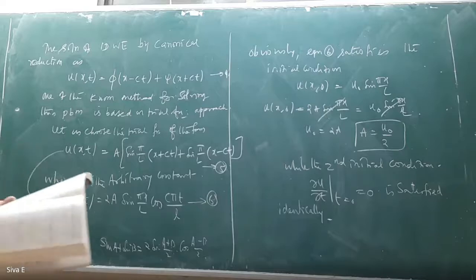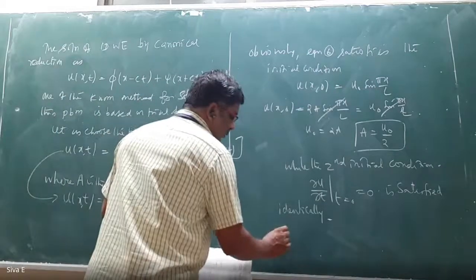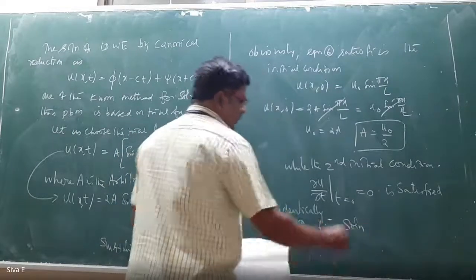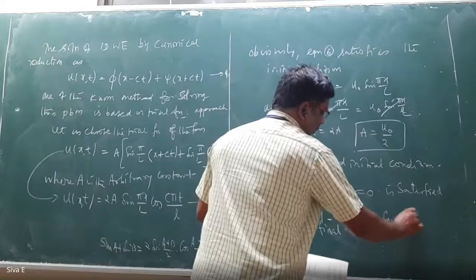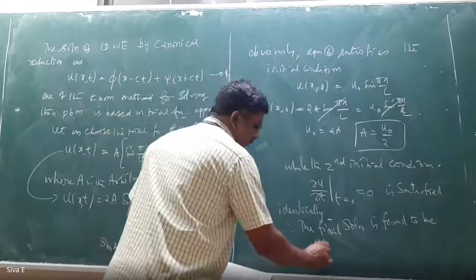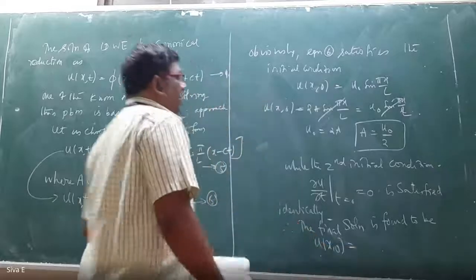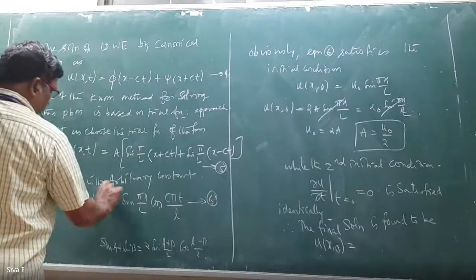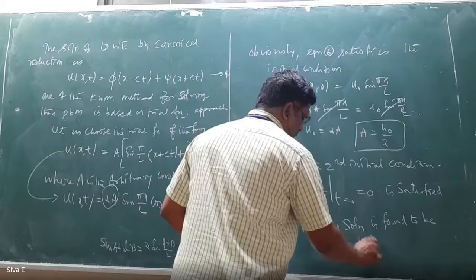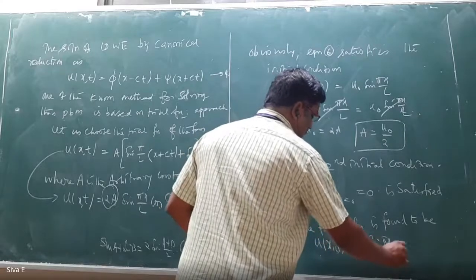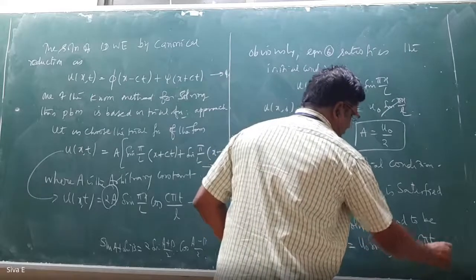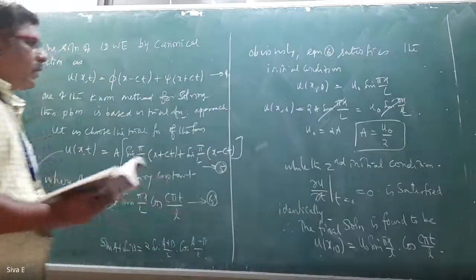Therefore, the final solution is found to be u of x comma t. What is u of x comma t? We get 2A, so what is 2A here? u naught sin(πx/L) into cos(cπt/L). Okay.